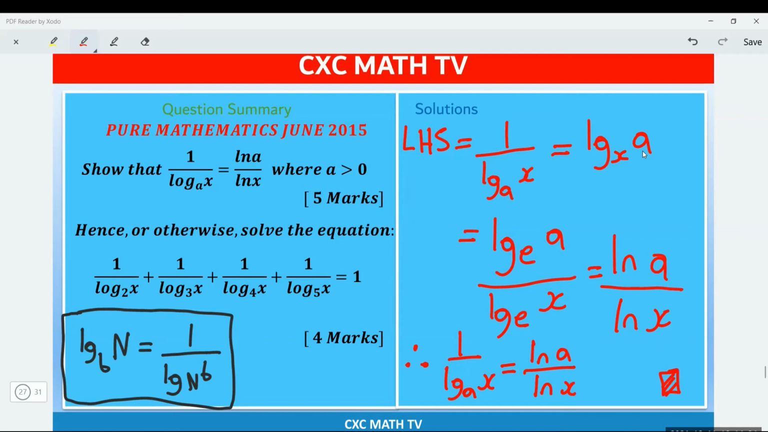All right, really nice. Lovely. So you must remember this law that we put down here in black, and you must also remember the change of base law, and you'll be fine.